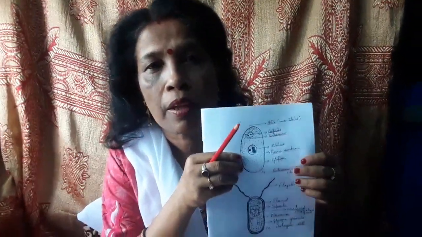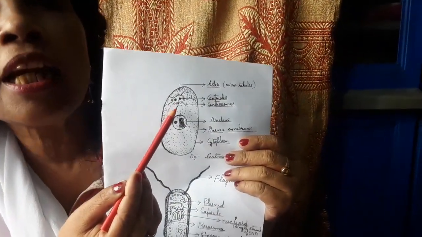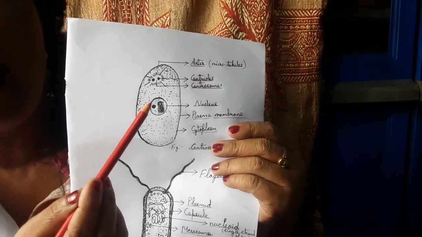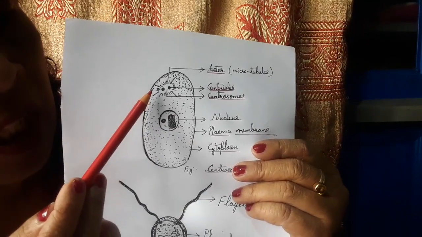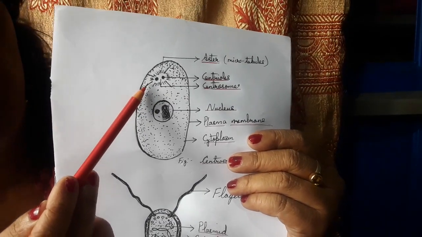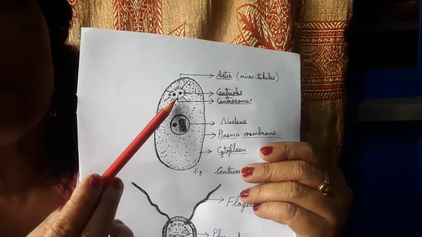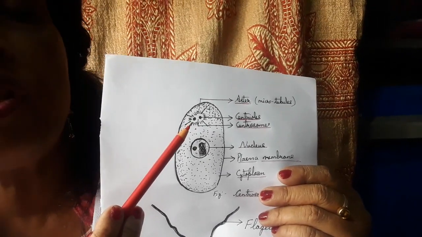The next most important organelle is the centrosome, found only in animal cells. What is centrosome? It is a clear space in the cell located just above the nucleus and is involved in cell division. As you can see, within the clear space called centrosome there are two structures called centrioles, which are at right angles to each other.